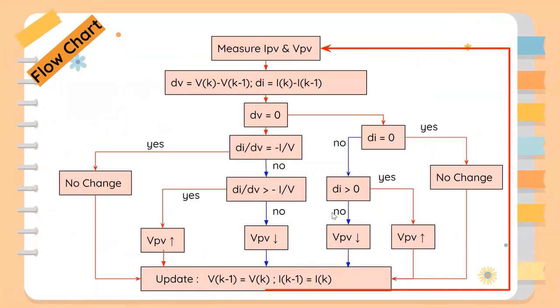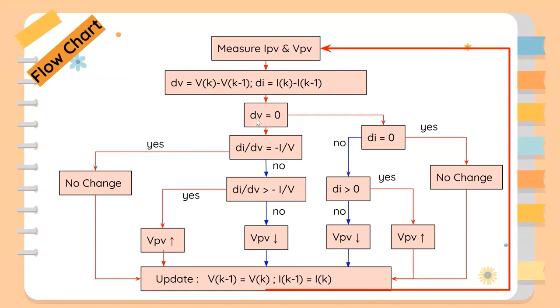So let's see the flow chart. It's simple to evaluate. First, we will measure the current and voltage of the PV panel, meaning the terminal voltage and terminal current of the PV panel. Then we will find dV and dI, meaning Vk minus Vk-1 and Ik minus Ik-1. What does k mean? k is the kth sample, and k minus 1 is the previous sample. So we will find dV and dI.